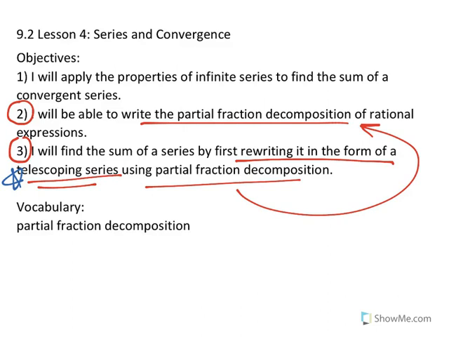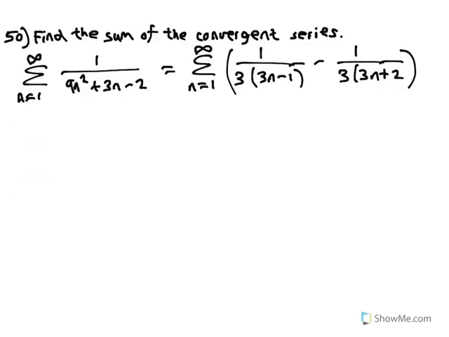So now we will conclude our lesson by looking at objective 3. You'll find the sum of a series by first rewriting it in the form of a telescoping series using partial fraction decomposition. And of course, we did objective 2, so we're able to rewrite our original problem in the way that we saw. And we will use that to continue with objective 3.